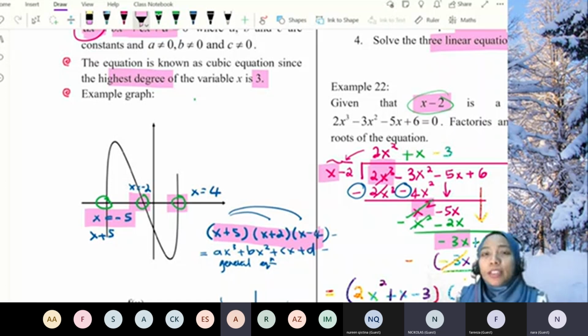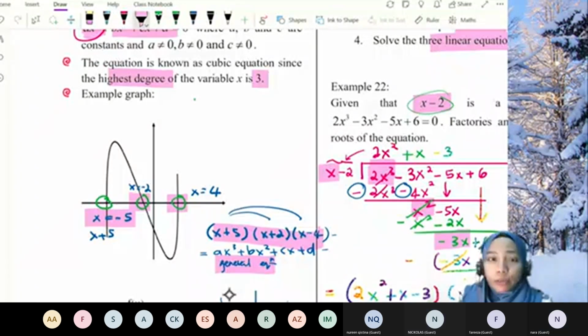Boleh expand? Boleh. Okay. So you can see my screen and the notes as well? Okay, good. So this is basically the general equation. So if you want to get the general equation, when you are given the roots, you expand. Okay, but then when you are given the general equation, you are asked to find the factor. So that is what we want to learn today.